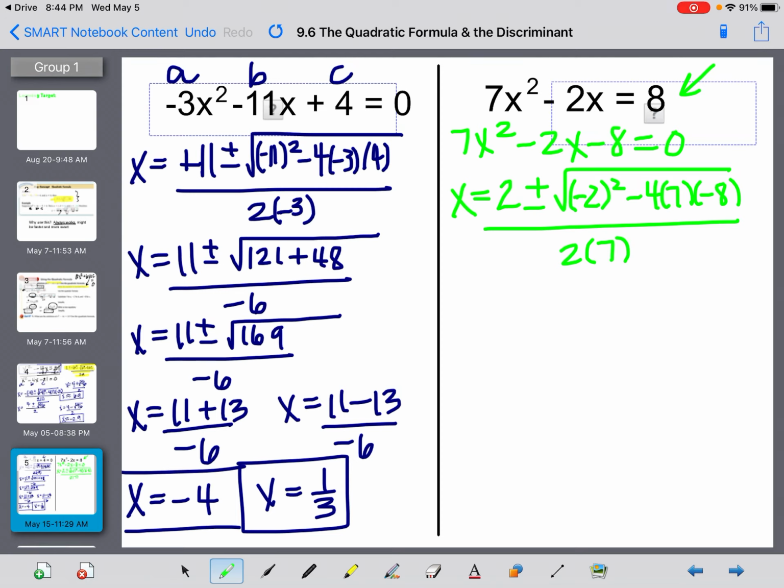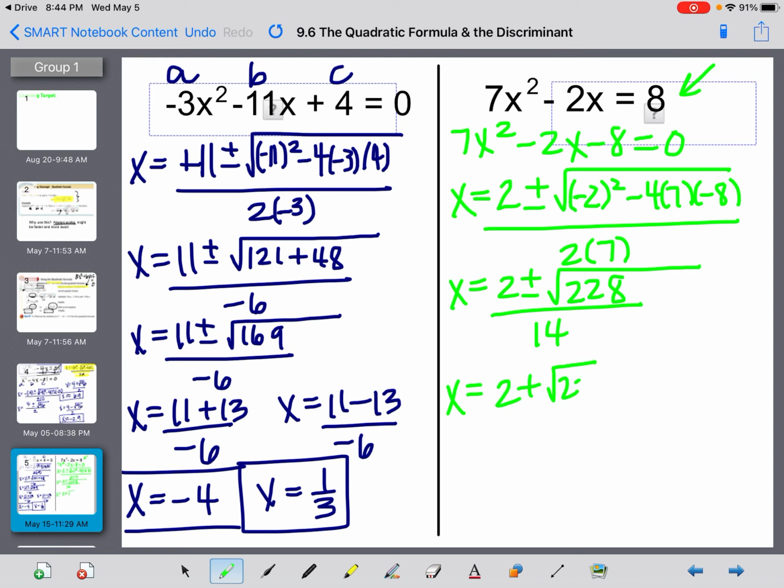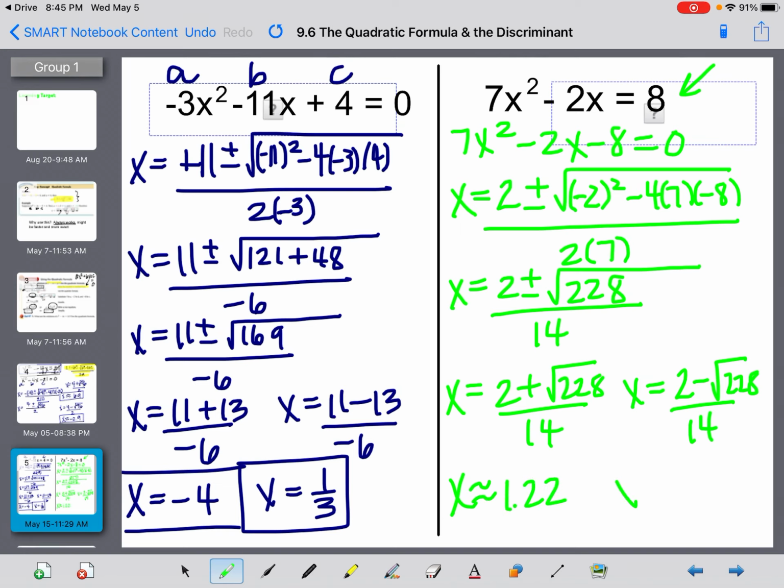All right. If I do all the work underneath the exponent or the square root symbol, negative 2 squared is 4. 4 times 7 times negative 8 is negative 224. So we're going to add 4 plus 224, since a minus a negative turns into a plus, and I get the square root of 228, which unfortunately is not perfect, all over 14. So here's where I can split it. x is equal to 2 plus the square root of 228 over 14, and x is equal to 2 minus the square root of 228 all over 14, which tells me that x is approximately 1.22 and x is approximately negative 0.94.